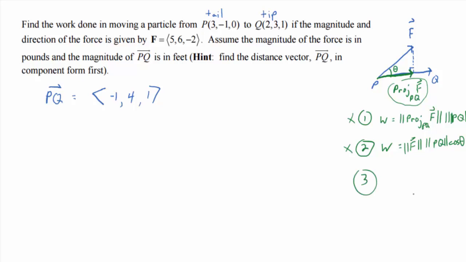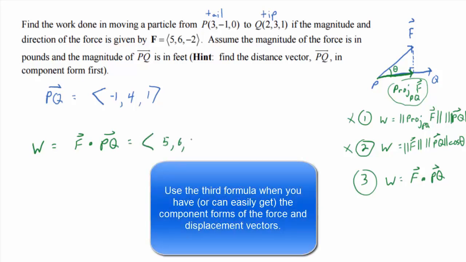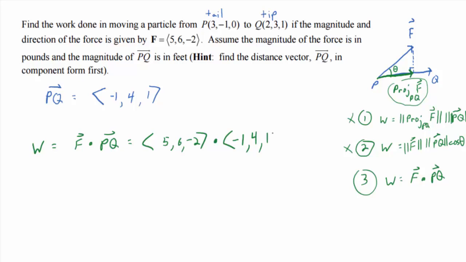What is the second formula equivalent to? Well, all of them are equivalent to F dot PQ. So that's what it breaks down to then. We're just going to say work is equal to force dotted with PQ, which is the vector (5, 6, -2), dotted with PQ, so (-1, 4, 1). And what's that going to turn out to be?